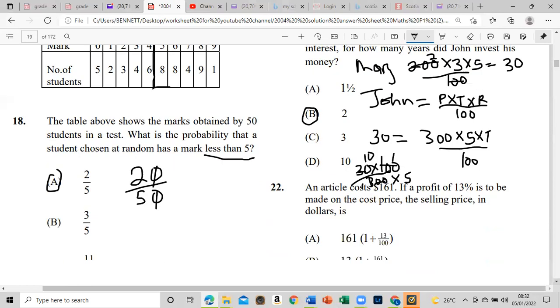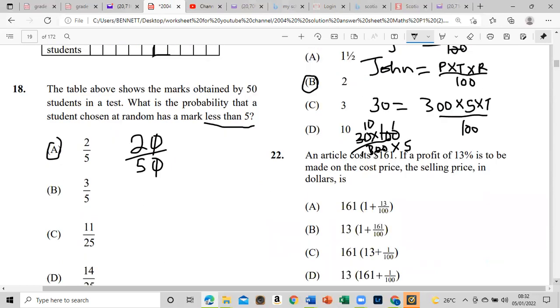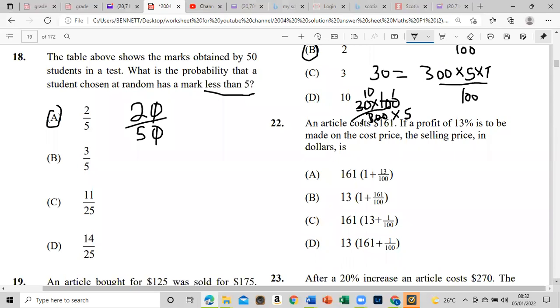Sorry. An article costs $161. If a profit of 30% is made by the cash price, cost price, selling price in dollars will be. Oh, 13% is a person who knows about the trade. So that would be here.